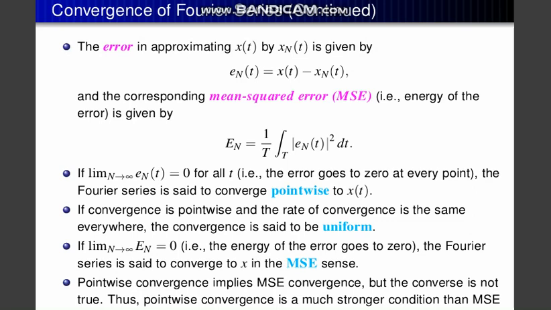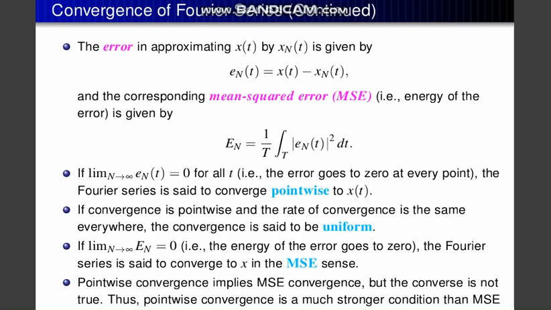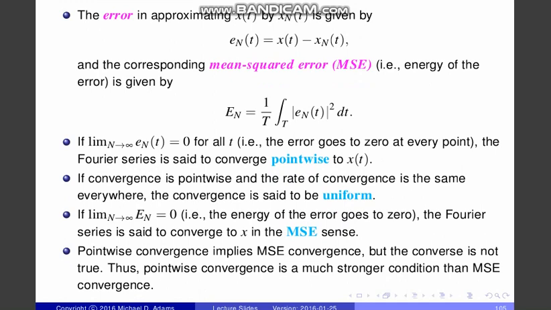Now, if the limit as N tends to infinity of E_N is equal to 0, it means that when you find the mean squared error, the MSE, and it tends to 0, the energy error goes to 0. The Fourier series is said to converge to x in the MSE sense. In the earlier case, it is known as pointwise convergence. And pointwise convergence implies MSE convergence.